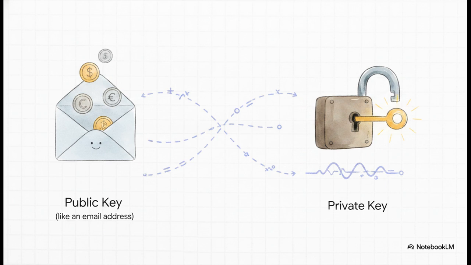When you want to spend your Bitcoin, you use your private key to digitally sign the transaction. The network can then mathematically verify your signature using your public key without you ever having to reveal your private key. It completely prevents unauthorized spending, leaving you in total, absolute control of your digital wealth.